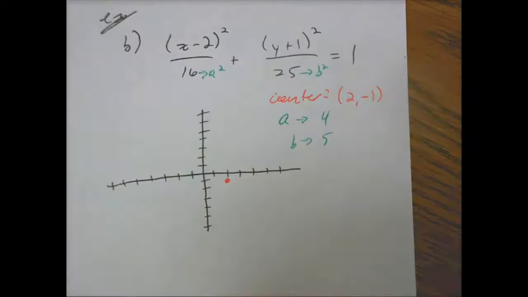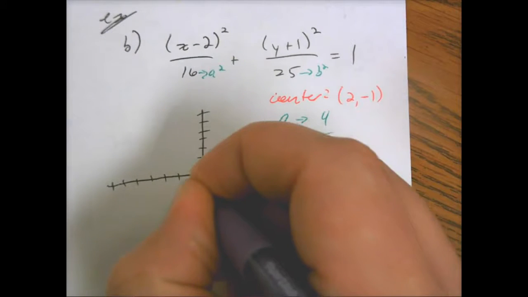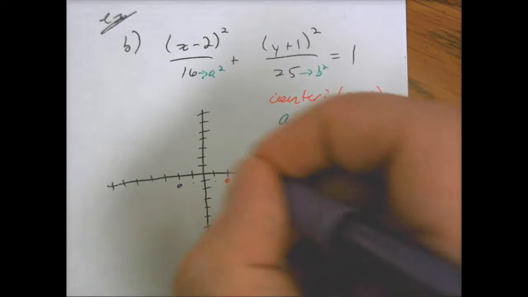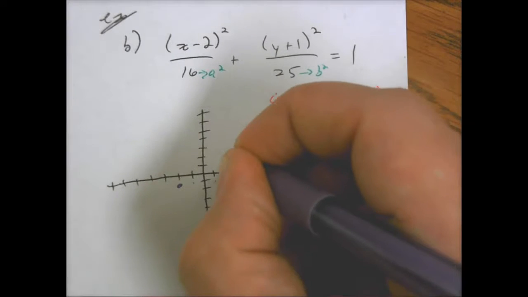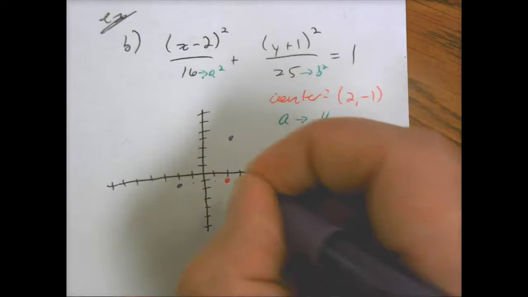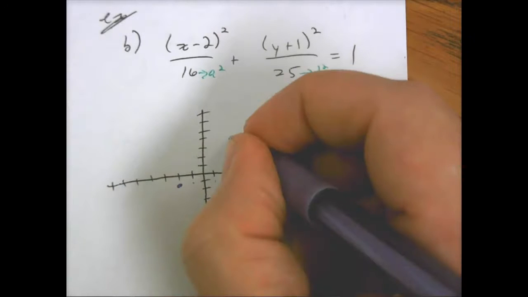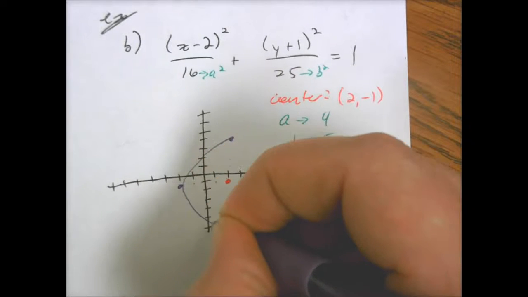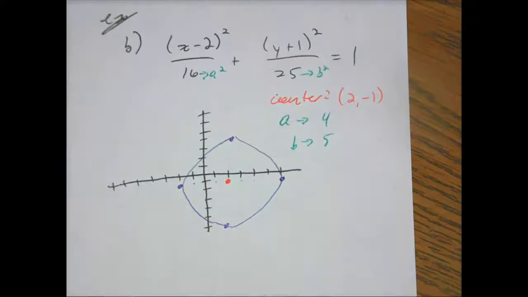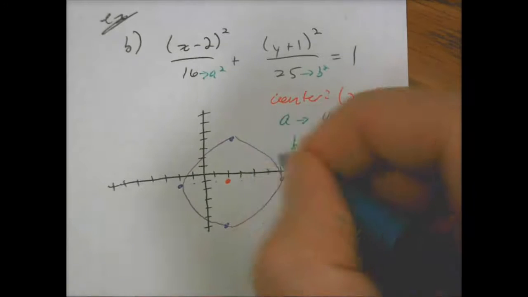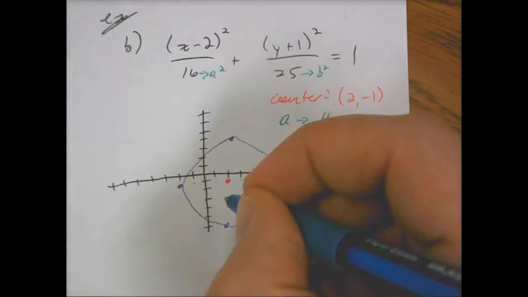So now if I go 4 in either direction on the x, 1, 2, 3, 4, 1, 2, 3, 4, and 5 for the y, 1, 2, 3, 4, 5. And this is a really bad ellipse. It'll be easier when you actually have a graph given to you. But biggest thing to note here is that your b is larger, so your y direction is your major axis.